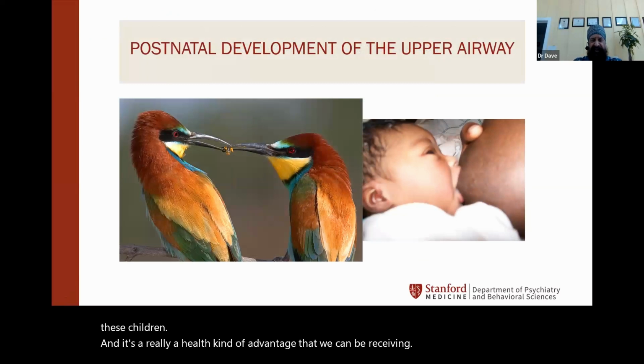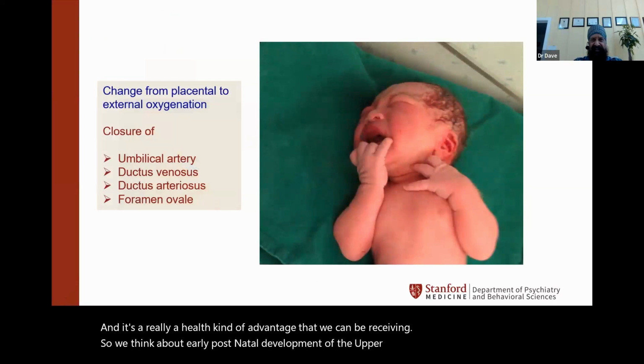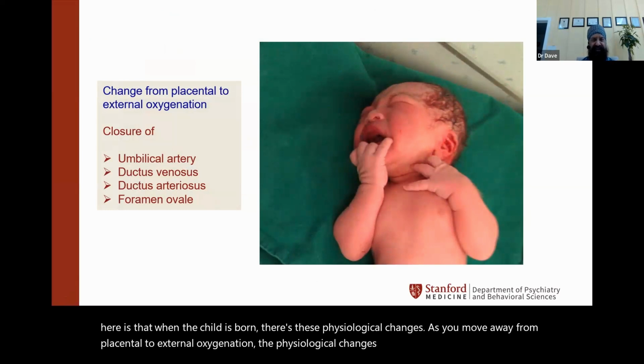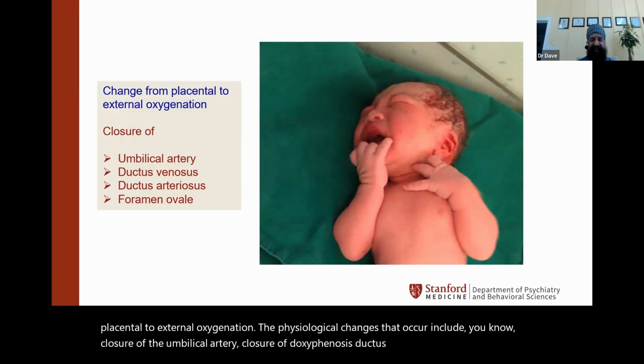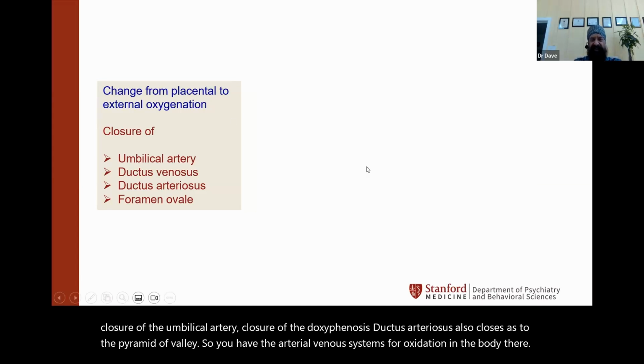So we think about early postnatal development of the upper airway, and the big difference here is that when the child is born, there's these physiological changes as you move away from placental to external oxygenation. The physiological changes that occur include closure of the umbilical artery, closure of the ductus venosus, the ductus arteriosus also closes, as does the foramen ovale. So you have the arterial and venous systems for oxygenation in the body there. So that's kind of interesting.